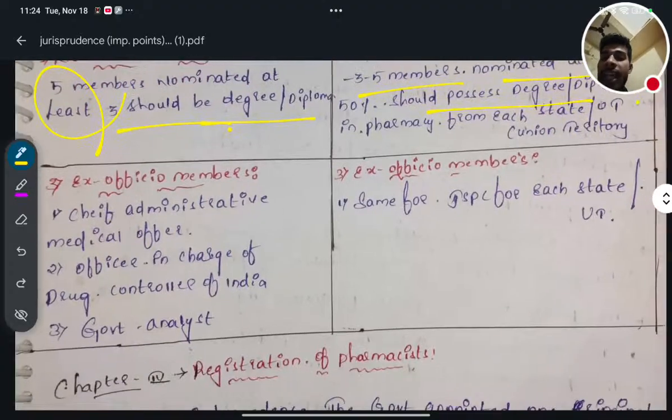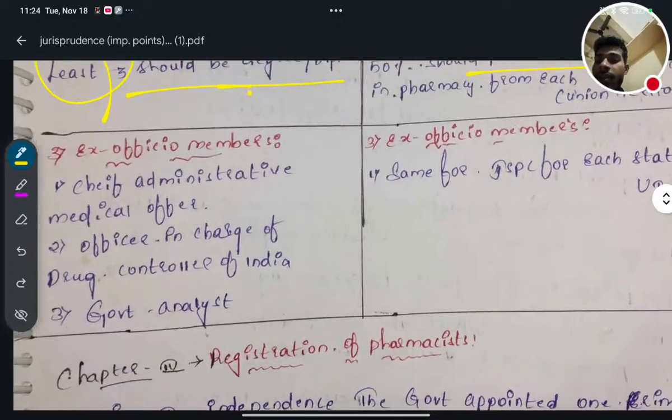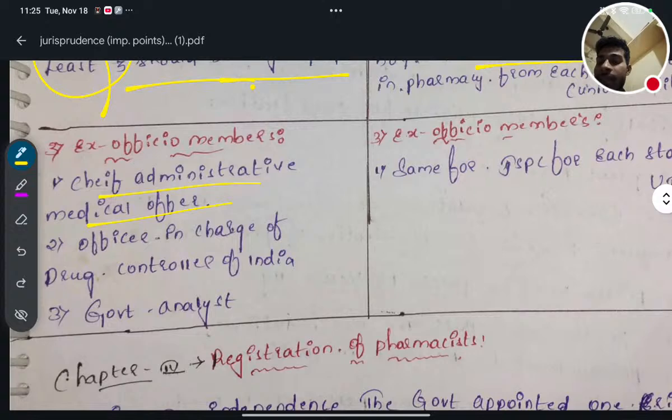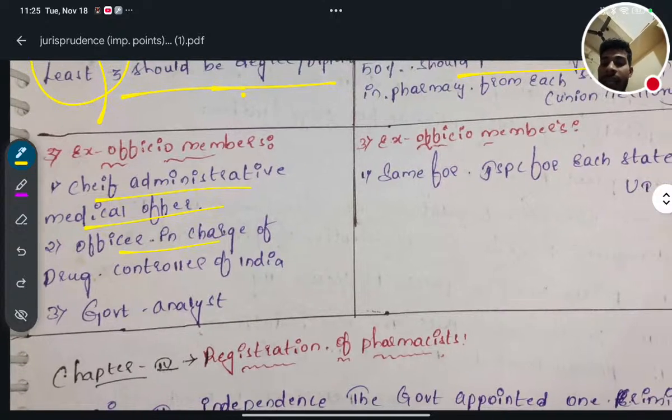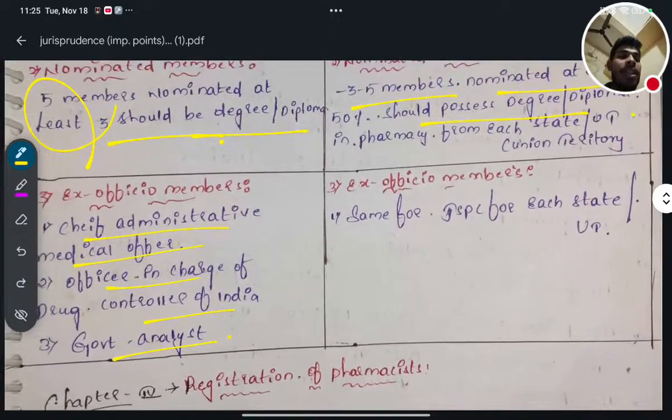Next, ex officio members. Ex officio members: the Chief Administrative Medical Officer, the officer in charge of the Drug Controller, and the government analyst. And in the case of the Joint State Pharmacy Council, the ex officio members are the same, for each state or union territory.